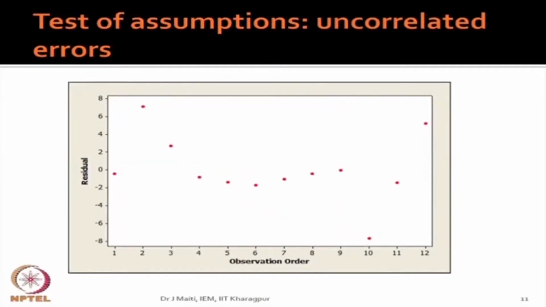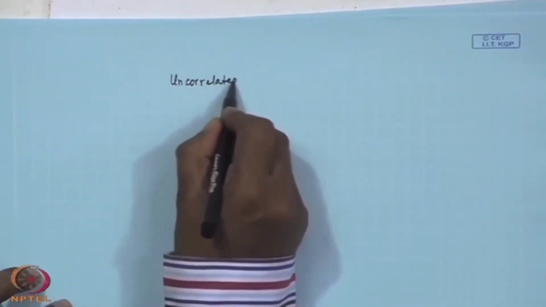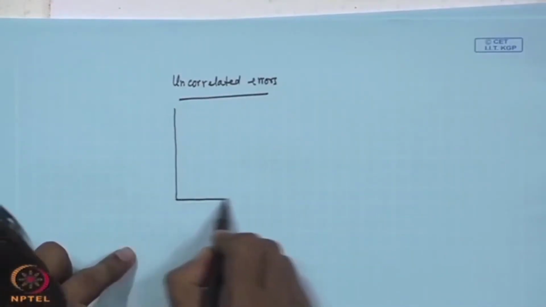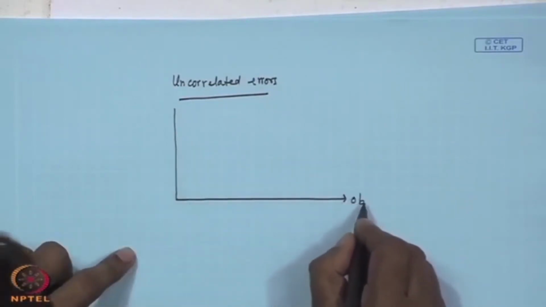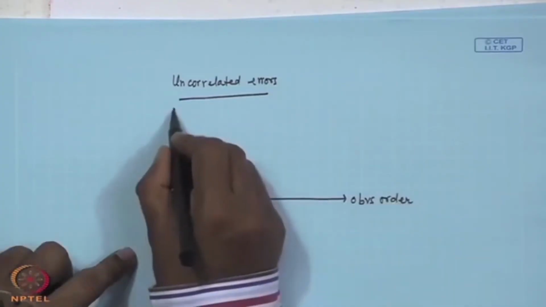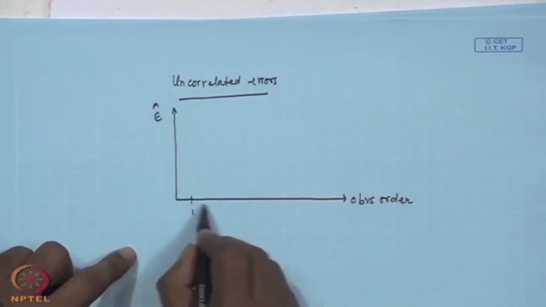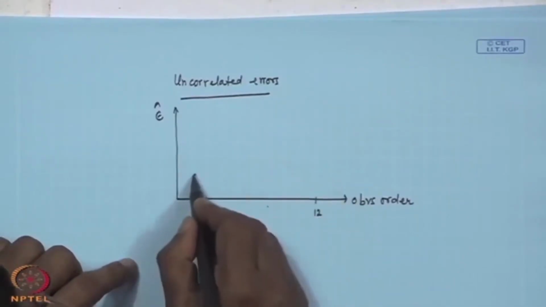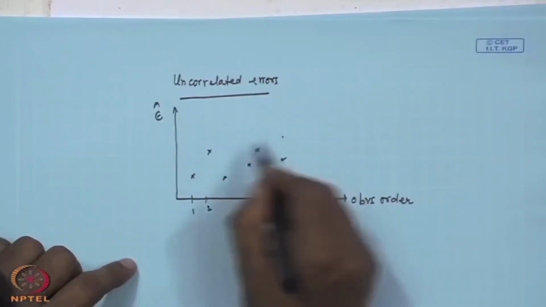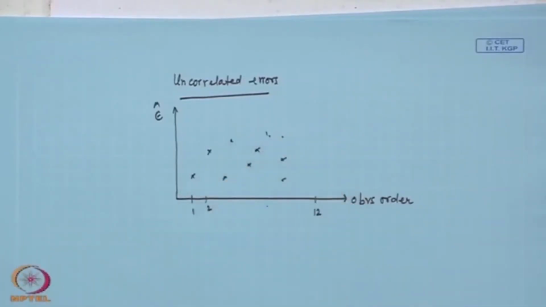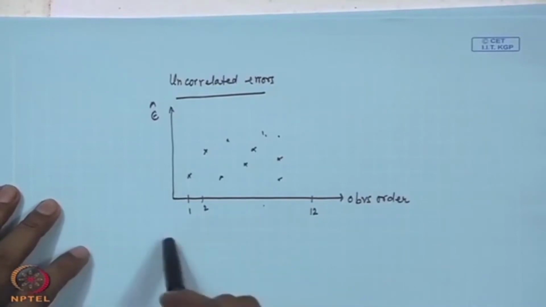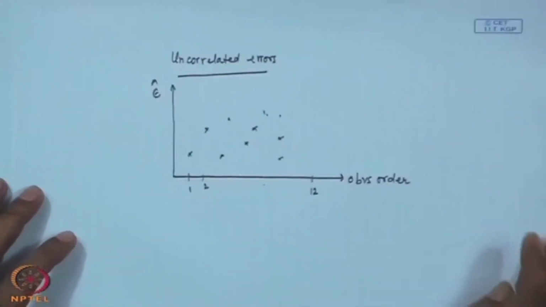Another assumption was uncorrelated errors. Here the plot is residual versus observation order. So 1, 2, like this, suppose 12 observations, and then this again should be random. What I mean to say is there should not be any pattern. If there is randomness, fine; otherwise there is correlation between the observed data, which is not desirable.